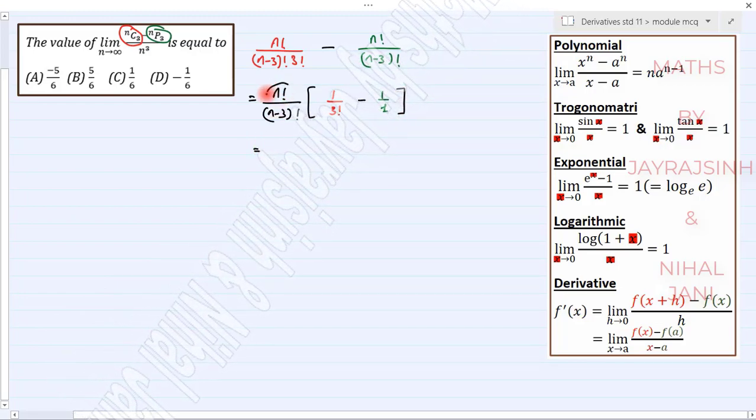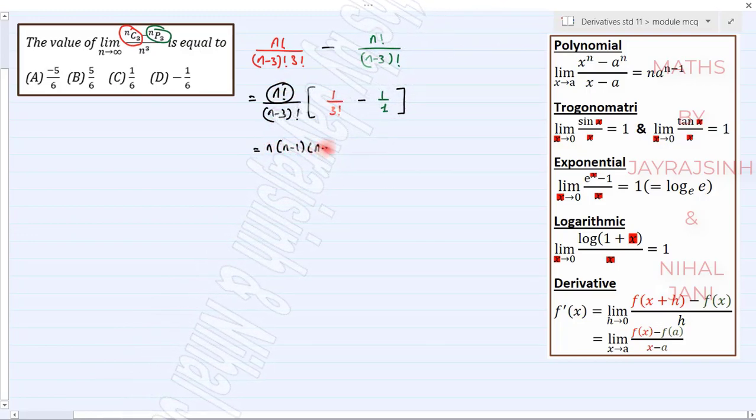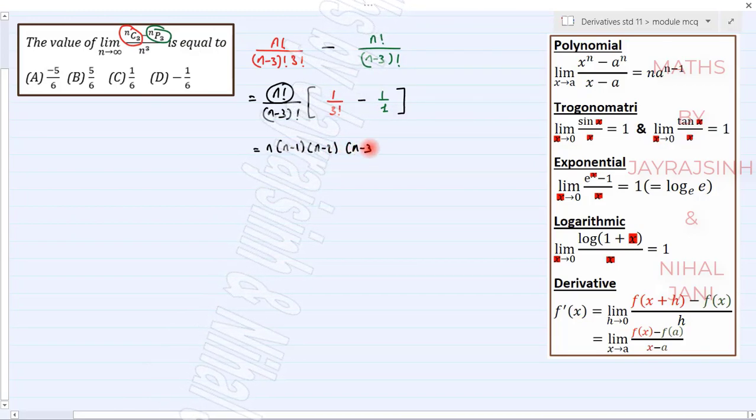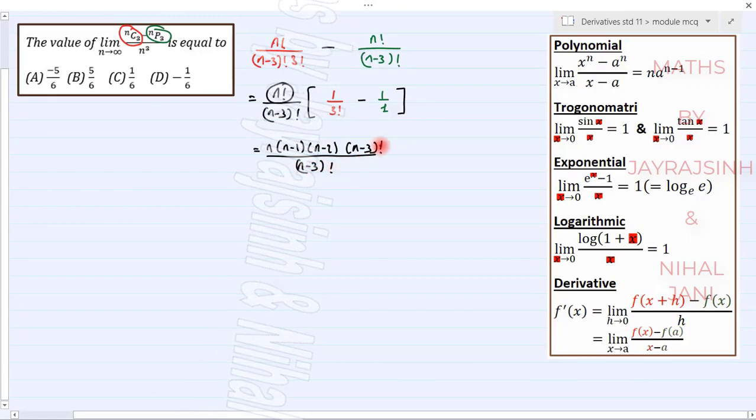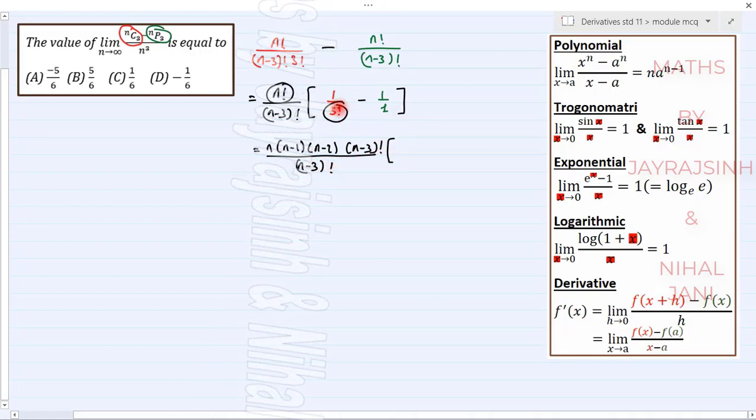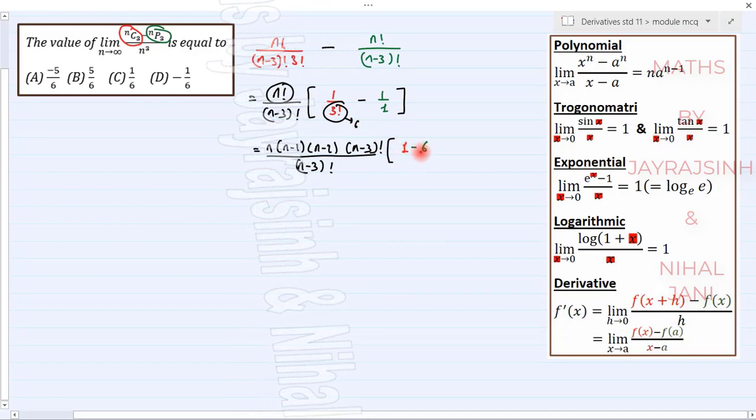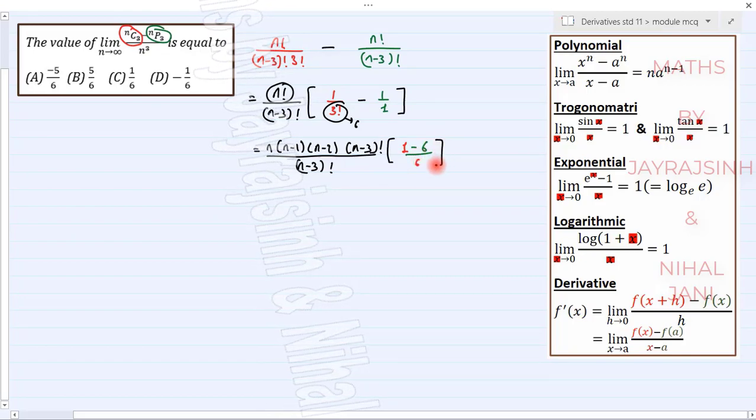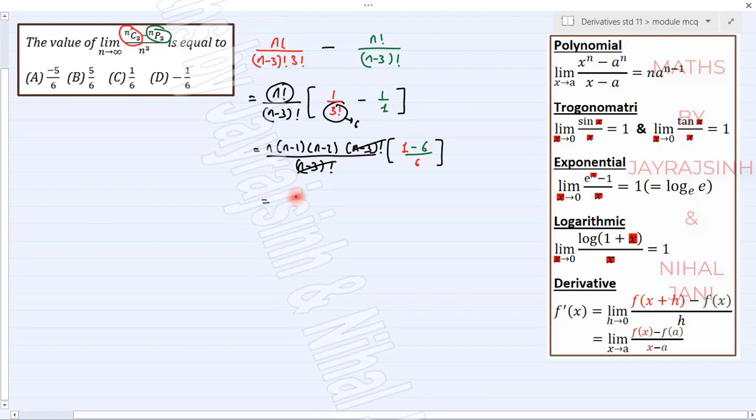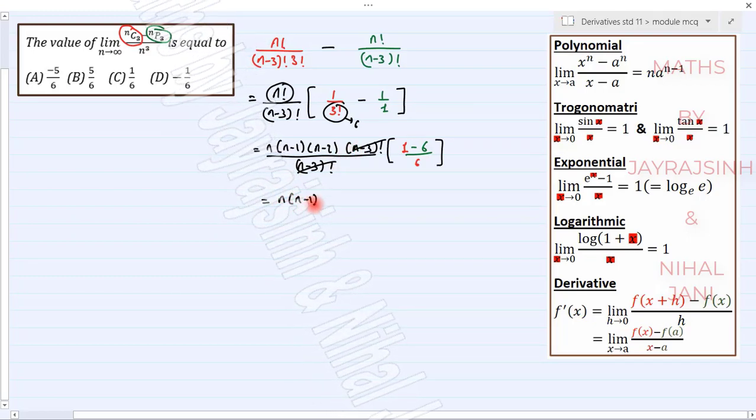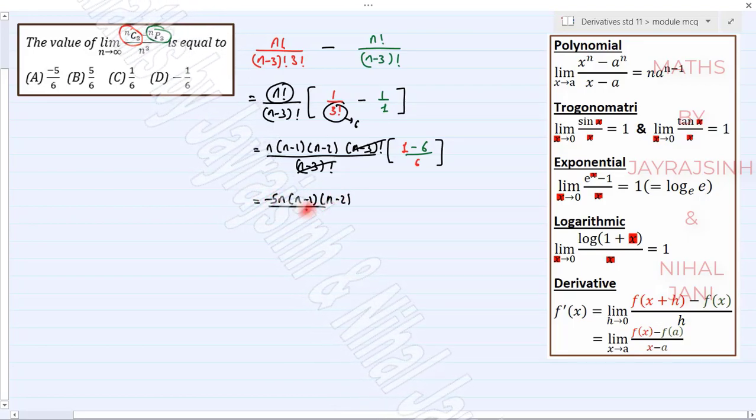Now we know that n factorial can be simplified as n into (n minus 1) into (n minus 2) into (n minus 3) factorial upon (n minus 3) factorial. And 3 factorial is nothing but 6. So if we take LCM, we'll get (1 minus 6) upon 6. So (n minus 3) factorial will cancel out and we'll get n into (n minus 1) into (n minus 2). And your bracket will be minus 5 by 6.